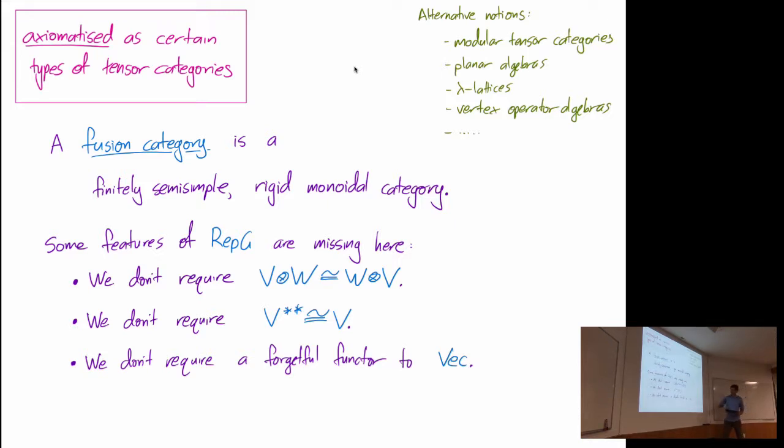Okay, so as I mentioned just a moment ago, some things aren't guaranteed by this definition that do hold in Rep G. There's no reason why these have to be isomorphic. There's also no reason to expect, just from these axioms, that the double dual of any object is actually isomorphic to the object itself. And that's not surprising. We know lots of categories other than finite dimensional vector spaces where this fails. Infinite dimensional vector spaces typically don't have that.